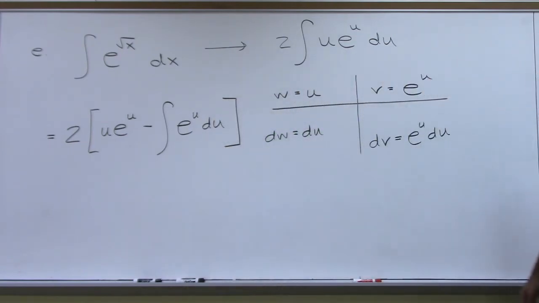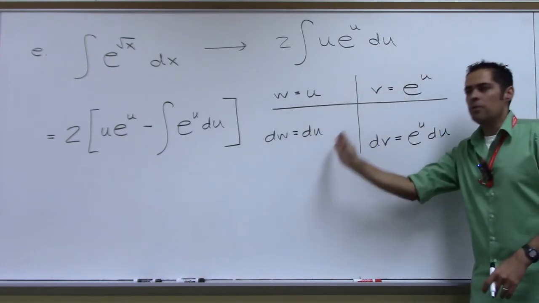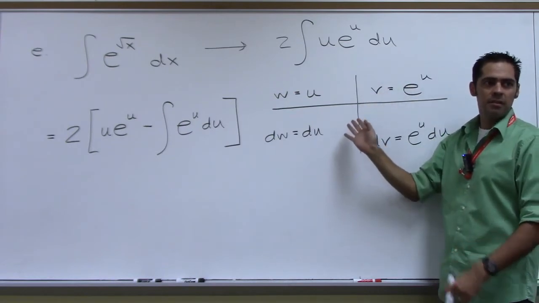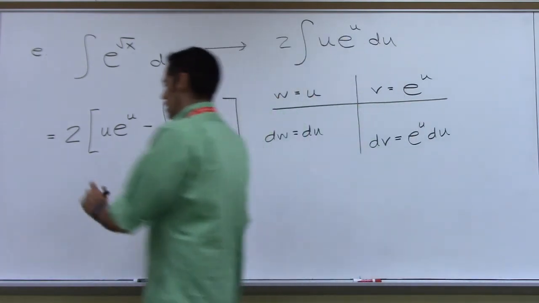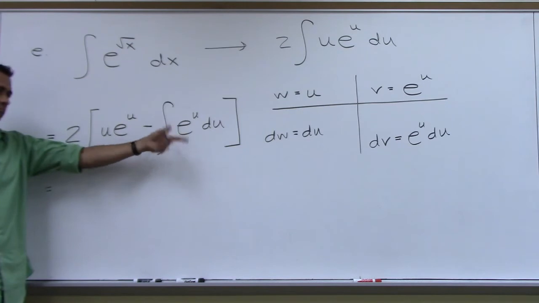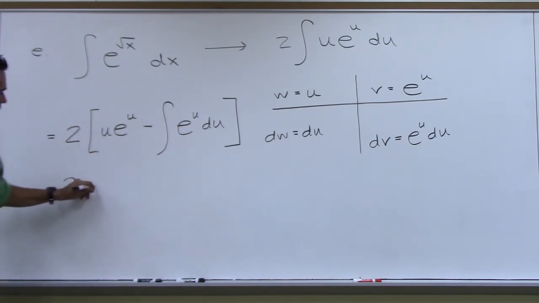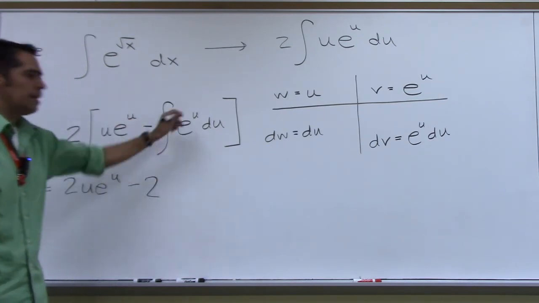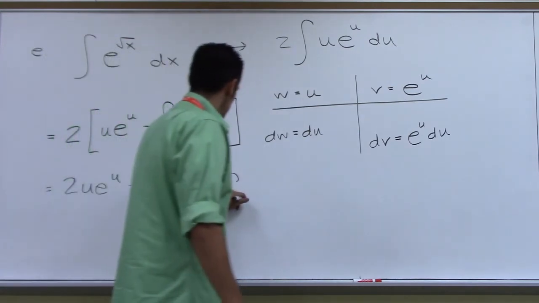That's it. So we're still doing the ultraviolet minus integral voodoo, but do you see now it's more important to understand the pattern than it is to understand the letters? And then, do we know the antiderivative of e to the u? It's itself, right? So I'm going to distribute the 2 through. 2u e to the u minus 2 e to the u plus some constant of integration.